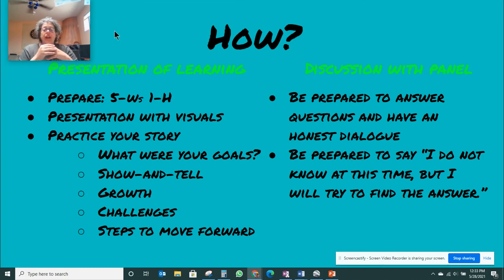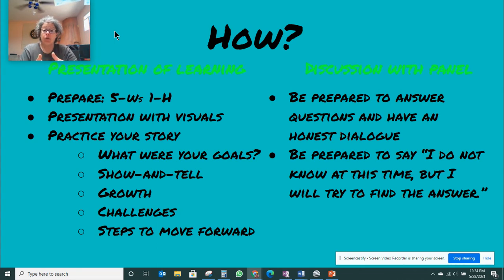You're going to create a presentation with visuals. These might be hand-drawn at this point. They may be computer-based at this point. It may be a model at this point. It depends on you. And you are going to practice your story because you're basically telling a story to the panel, and then you'll be having a discussion.